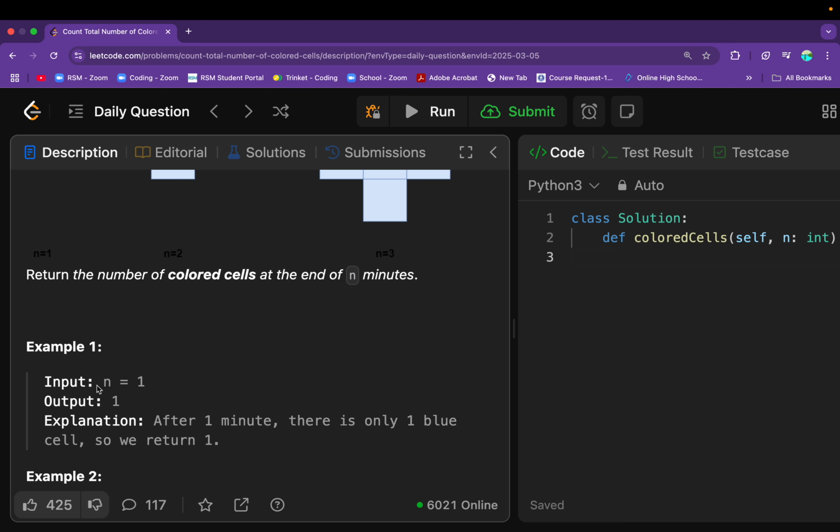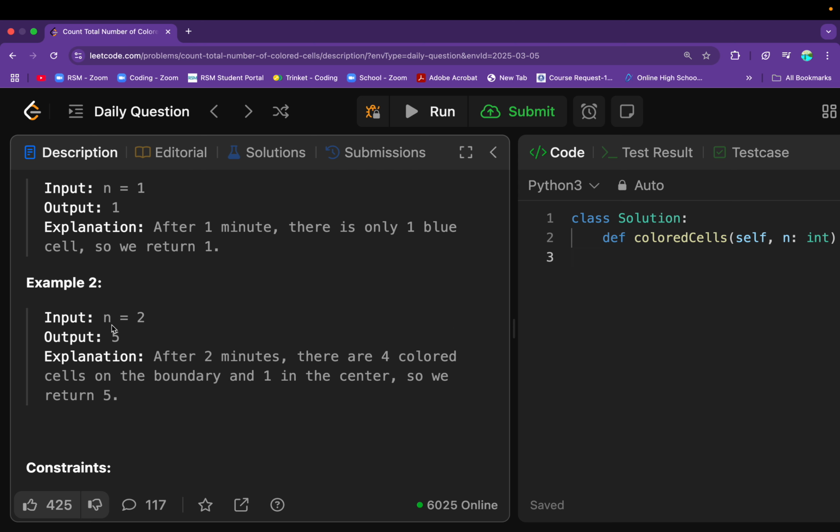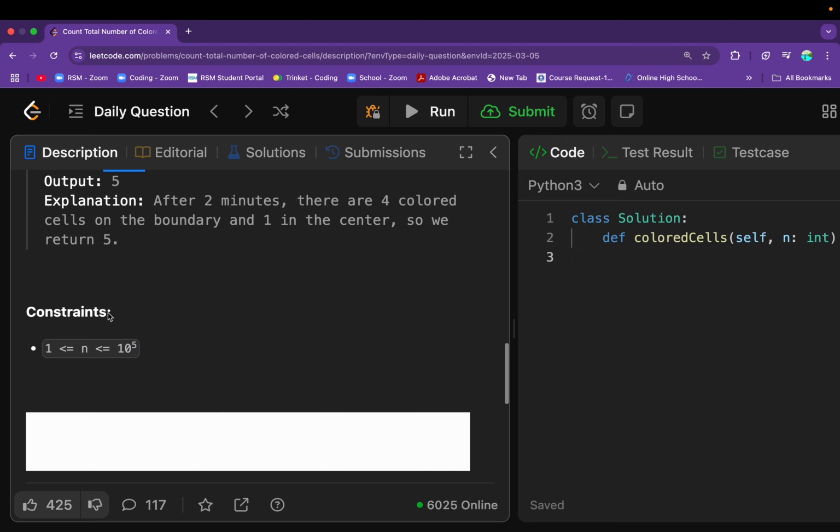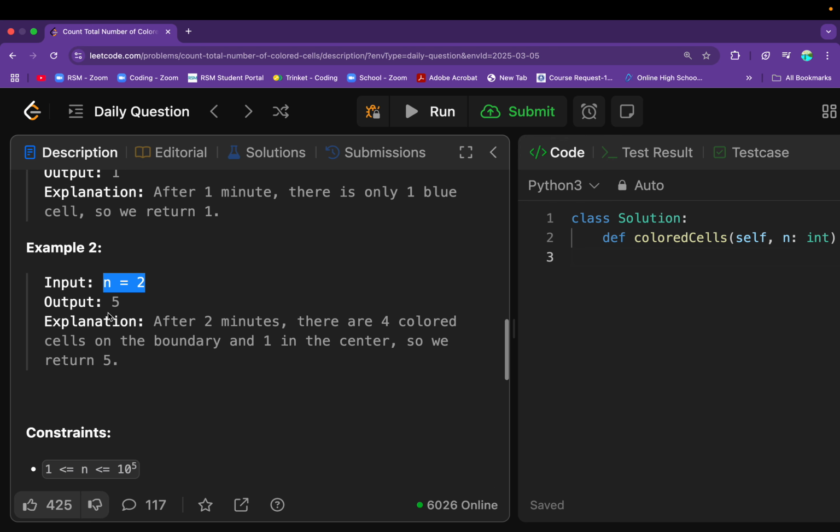So in example 1, we have n to be 1. At the end of 1 minute, of course, we're only going to color exactly one blue cell, like the problem statement tells us. And so our output is 1, because we only have one colored cell at the end of 1 minute. In example 2, we have n to be 2, and like the visualization also tells us, we'd have 5 colored cells painted after 2 minutes, right? There would be the 4 colored cells on the boundary that we paint in minute 2, and then the 1 original blue cell that we painted in the center in the first minute, and so we'd have a total of 5 as our output.